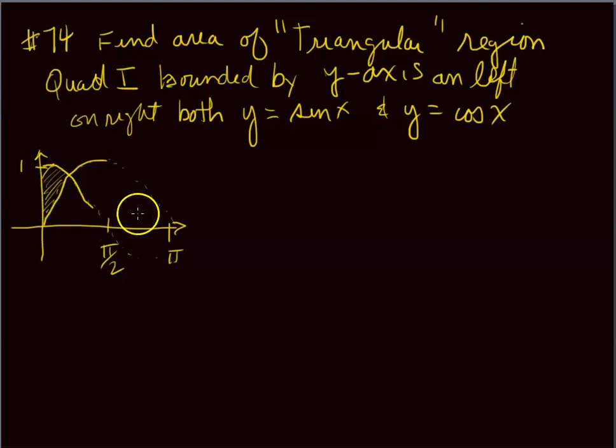No other place is a triangular region bounded also by the y-axis. You could call this teardrops or something, but it's just this region. Where does that cross here? Well, your guess might be pi over 4, and that would be good because both the sine and cosine are the same at pi over 4. So now we can go from 0 to pi over 4.